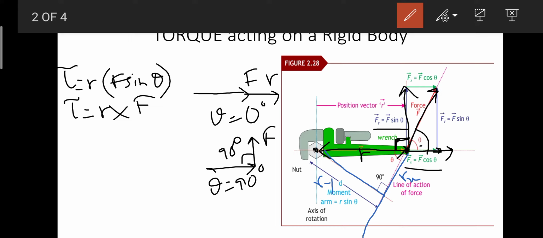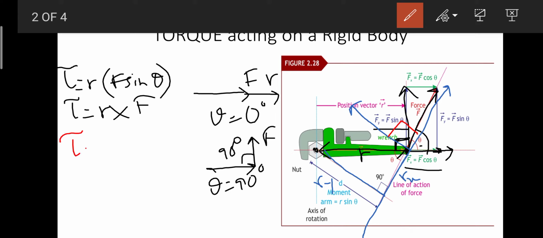Now I see that the rx component is in the direction of the force F. And for this ry component, if I draw it like this, a parallel vector over here, I see that the angle between ry and F is equal to 90 degrees. So this shows that the ry component is basically responsible for producing torque in this circumstance.